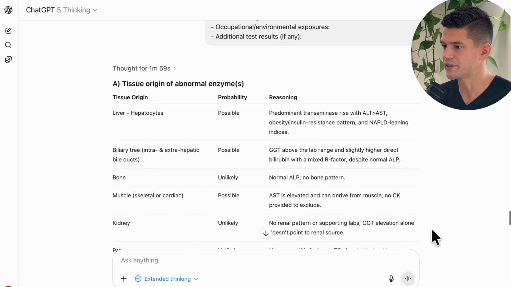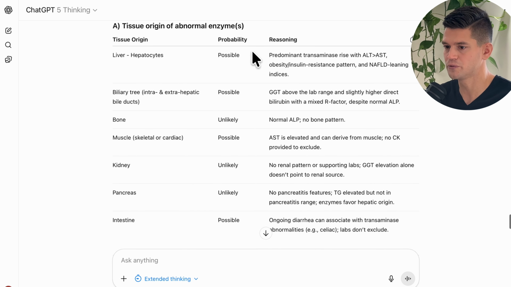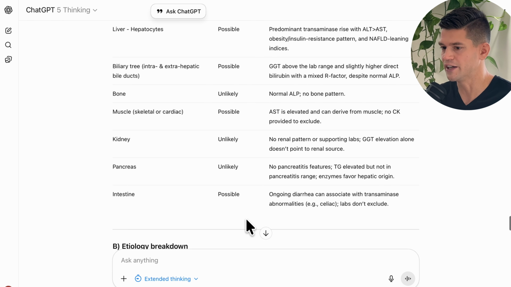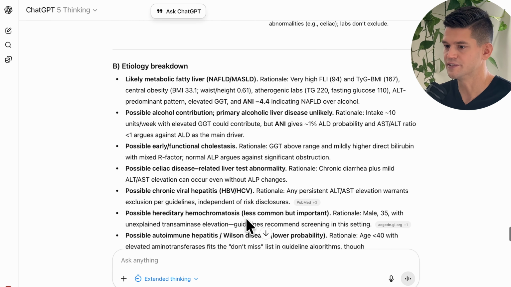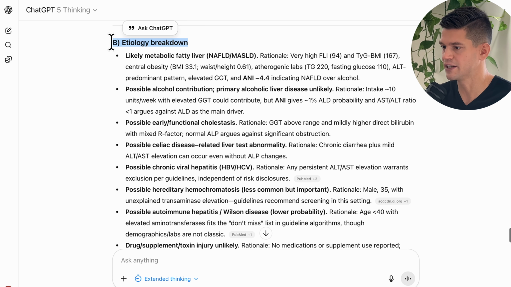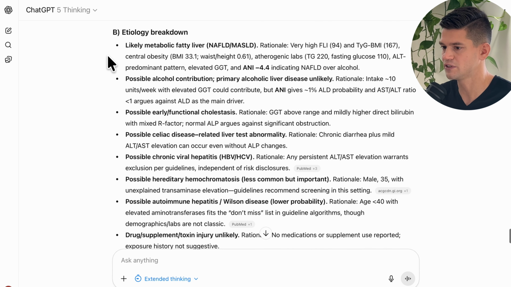Because the so-called liver enzymes can come from other tissues too, it shows a breakdown of tissue origins and if it's a possible contributor or not. It's not rare to see more than one pathology, so this highlights what's plausible and what's unlikely. The second section is for etiology breakdown. Here, the AI is instructed to provide the most likely diagnosis. In this case, it's most likely NAFLD, but it also correctly pointed out other plausible contributors, like a celiac disease.